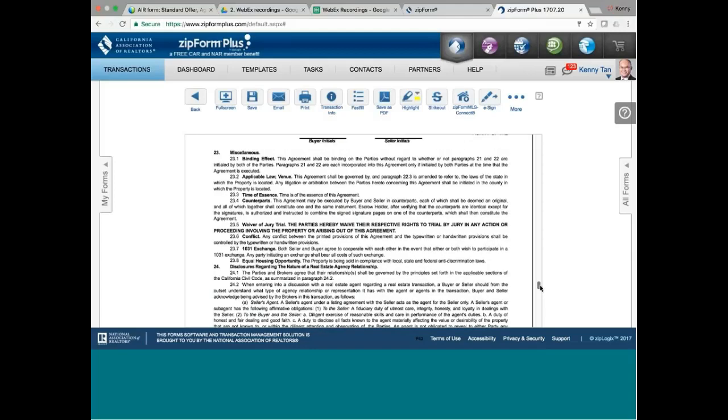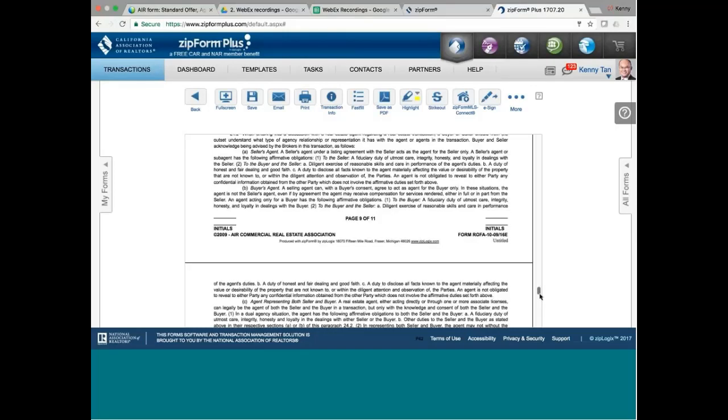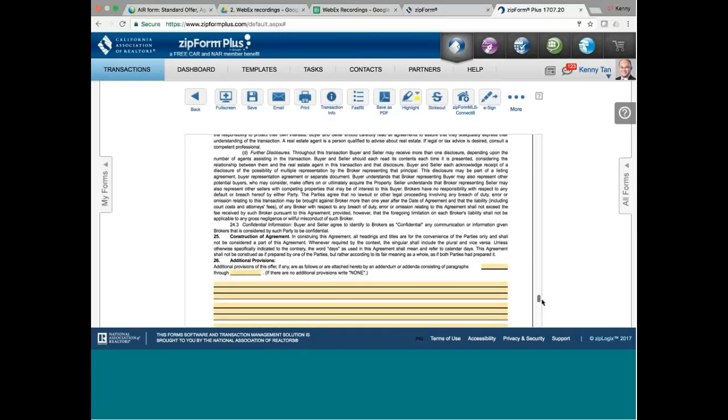This one is kind of nice in that it has the 1031 exchange provision. If you use the CAR form, they might not have that provision in there. The CAR form probably does not have a 1031 exchange provision, but the AIR form does. So you do not have to specially draft a provision for 1031 if your client wants to do a 1031 exchange. Okay? All right. And then that's pretty much it.